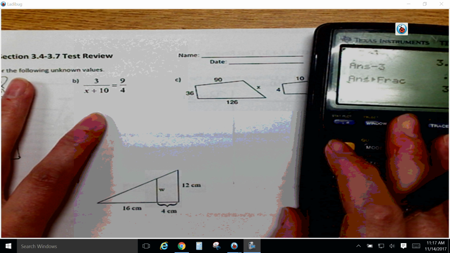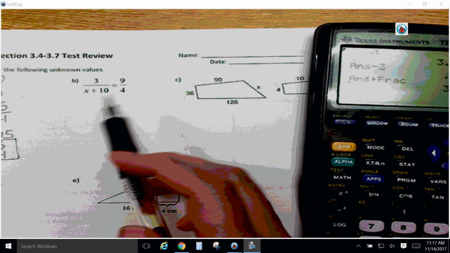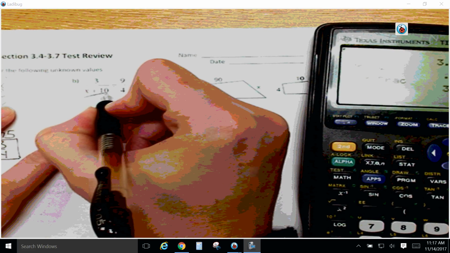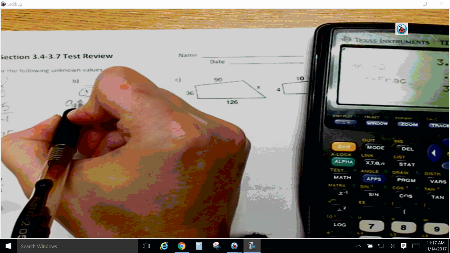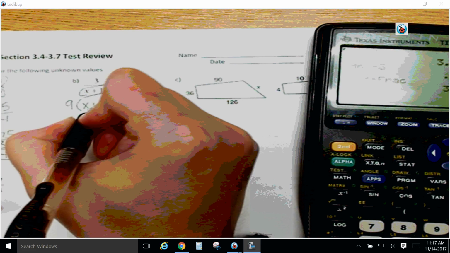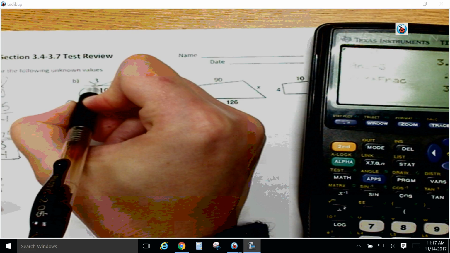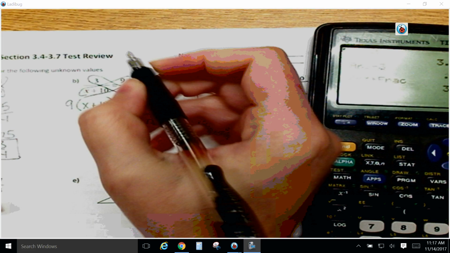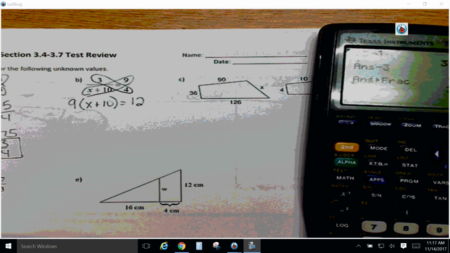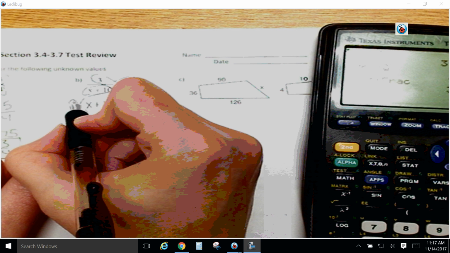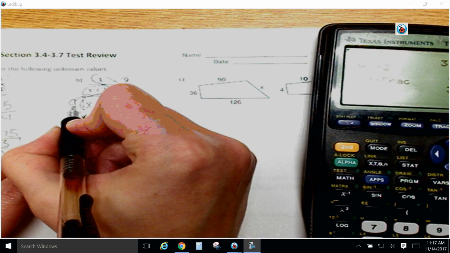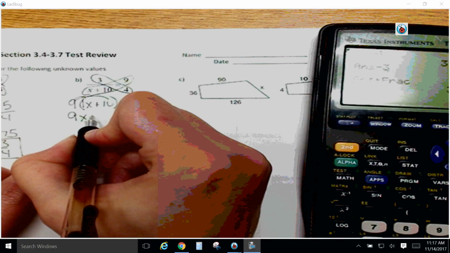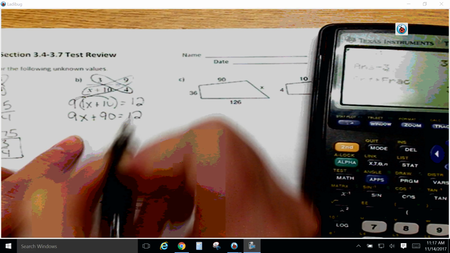On B, I also have to solve for the unknown variable, which is the x. So I'm going to cross multiply. On this one, I'm going to have to write that out because I can't just do it in my head. So I'm going to do 9 times the value of x plus 10, and set that equal to 3 times 4, which is 12. Now I have to solve this, and I can see that I need to distribute. So 9 times x is 9x, because there is a 1 here, 9 times 1. 9 times 10 is 90. And that's still equal to 12.